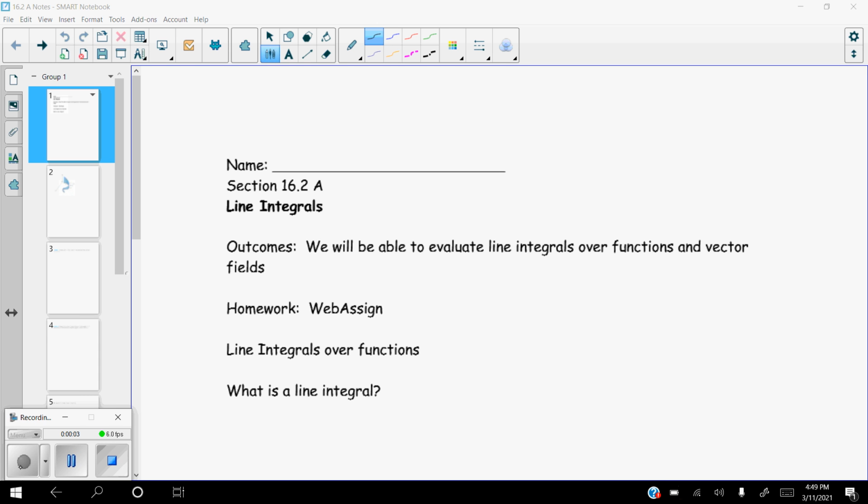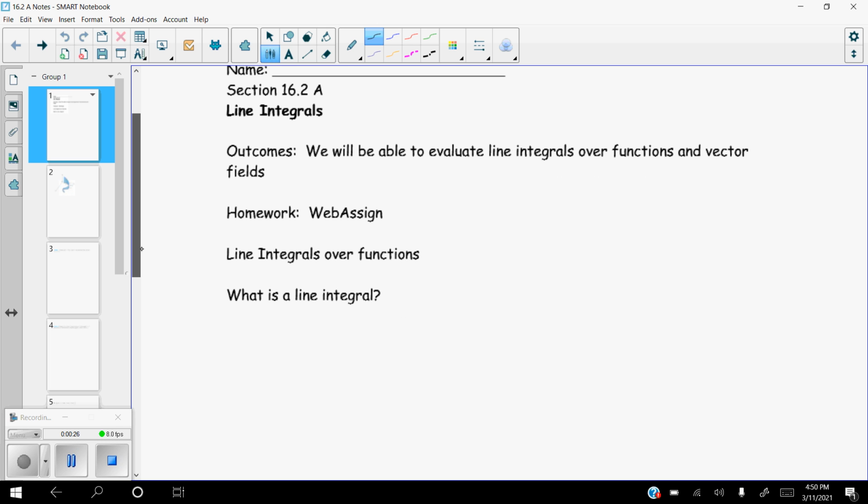All right, so we are into section 16.2. We're going to have an A and a B. So this is 16.2A. 16.2 is about what's called line integrals. I have to admit, when I was first doing this back when I was in college, I did not understand the concept. I was like, why am I taking the integral over a line? But that's not what it actually means.